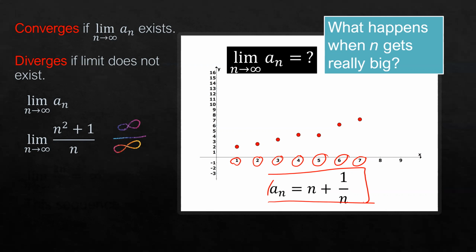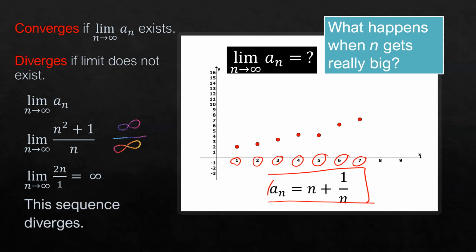Okay, so we can use L'Hopital's rule to take the limit because this is in the form of infinity over infinity, meaning take a derivative of the top and the bottom, and you have 2n over 1. And so when n goes to infinity, this sequence will grow infinitely, meaning the sequence will diverge.